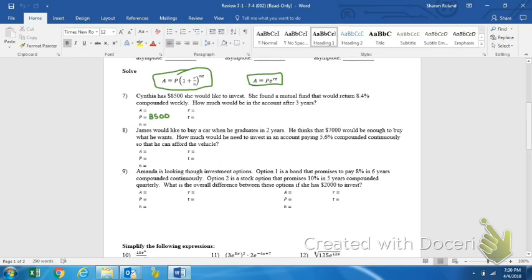Okay, 8.4% is the interest rate, and you have to write it as a decimal, so it's 0.084, because you have to move the decimal 2 places. Okay, compounded weekly, there are 52 weeks in a year. So that's the number of times it's compounded. Then it says how much would be in the account after 3 years. That's the time. Okay, it didn't say compounded continuously, so we're going to use this other formula.